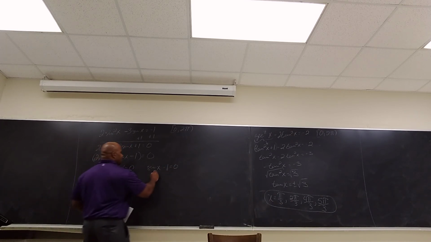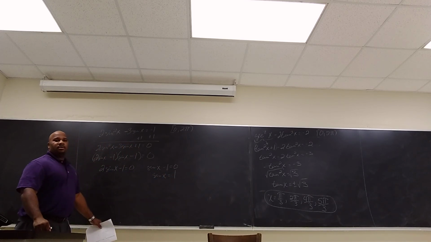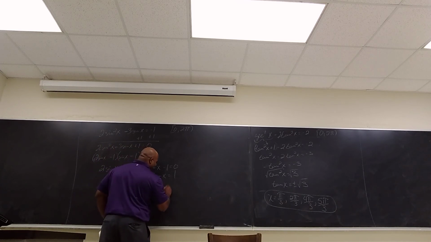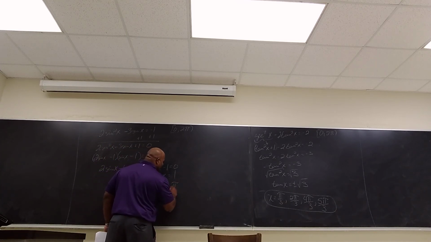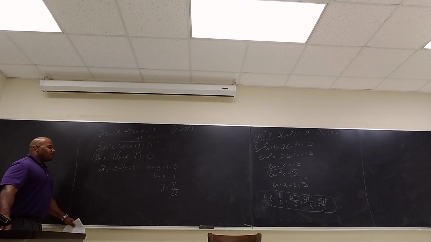And then I can say sine x equals 1. When is sine of x equal to 1? What is my y value 1? I'm looking for 0, 1. Oh, 90. So pi over 2. x is pi over 2. All right. So x equals pi over 2 is correct for that one.